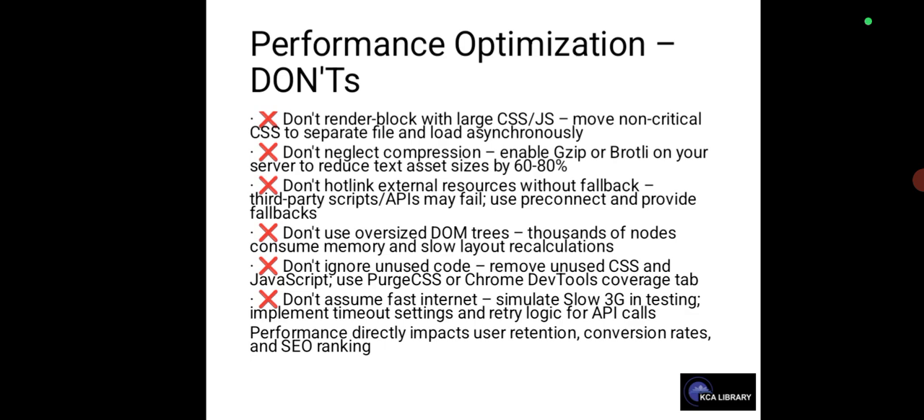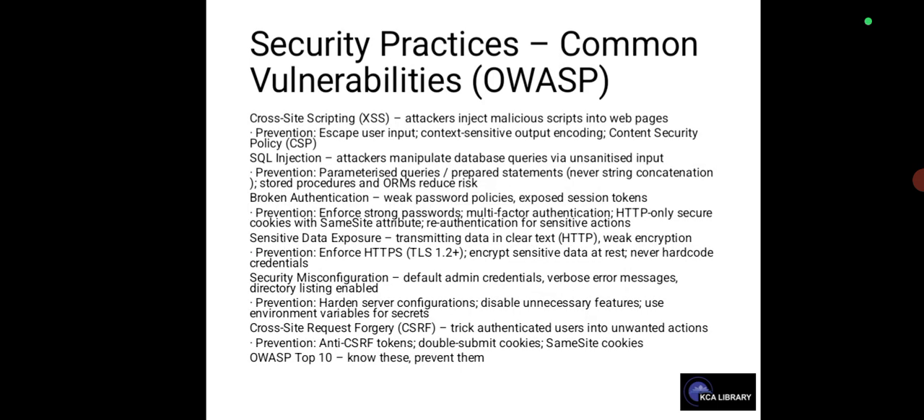Then do not assume fast internet. Simulate slow 3G in testing to ensure your site remains usable. Timeout settings, retry logic. If you build your website for only 4G or 5G, that means only a few persons can use it. So to ensure performance optimization, these are don'ts you need to avoid.